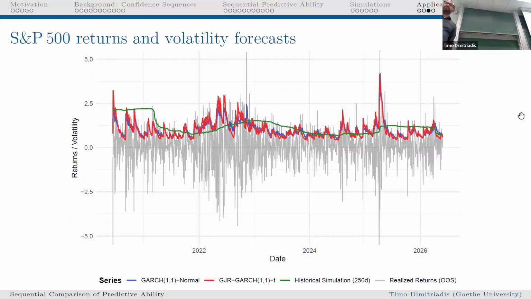These are our forecasts and returns. So in gray, the returns. In green, that's this plateau for the historical simulation you saw in the motivating example. And the Gauss models perform much better, I would say.